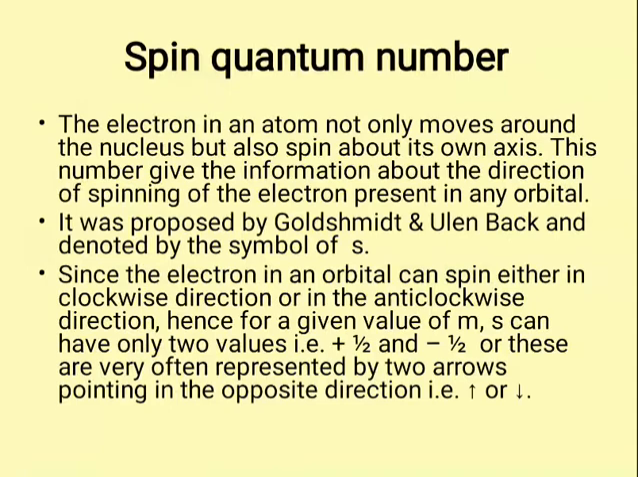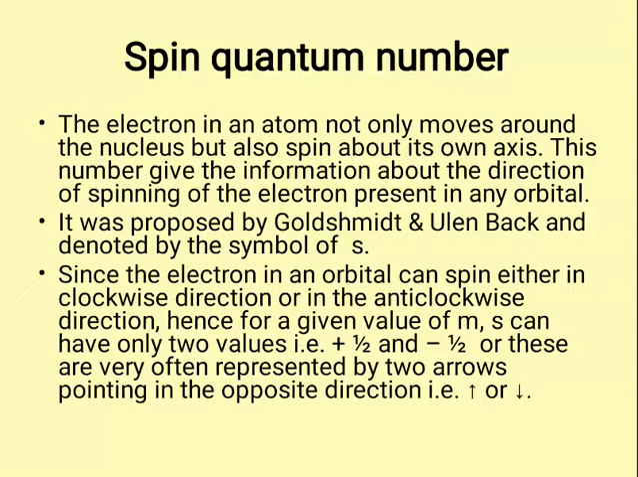Coming to the last, the spin quantum number. The spin quantum number represents the spin of the electron. The electron in an atom not only moves around the nucleus but also spins about its own axis. So this number gives the information about the direction of spinning of the electron present in any orbital. This spin quantum number cannot be obtained from the solution of the Schrödinger wave equation but was given by Goudsmit and Uhlenbeck, and it is denoted by the symbol s or ms.